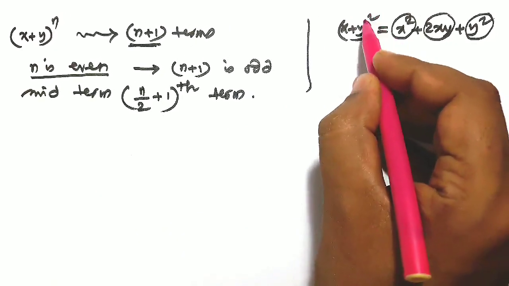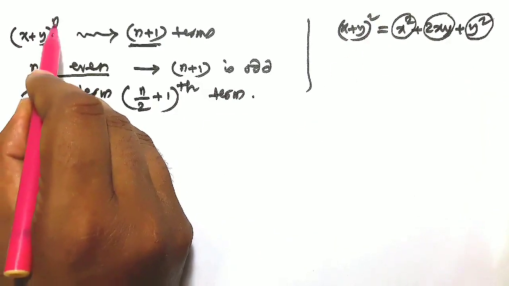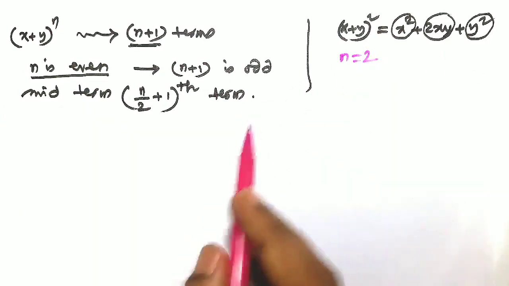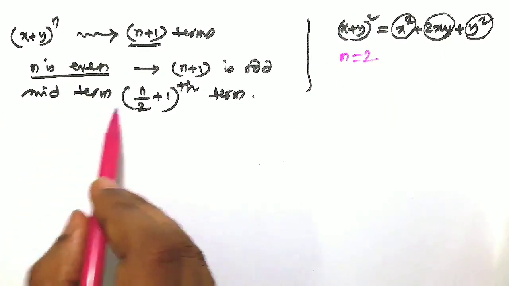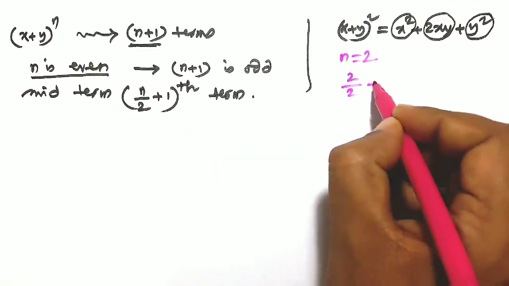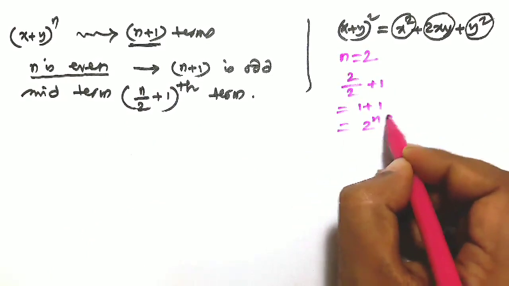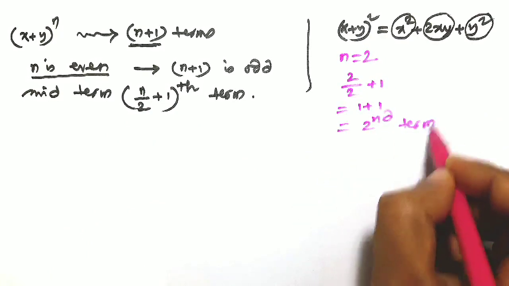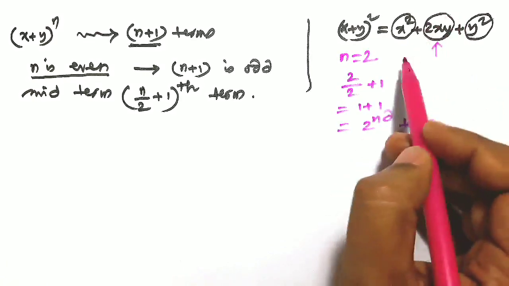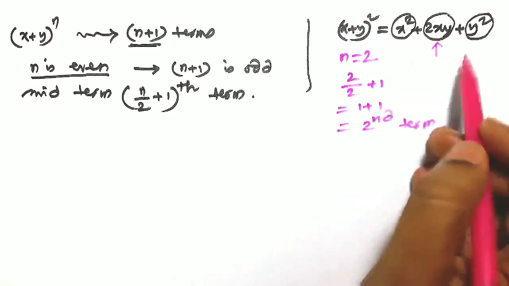What is the index? Index is 2. Here, in (x + y)^n, in place of n we have written 2. So n is equal to 2 here. If you want to find the middle term, the formula is (n/2) + 1. That means 2/2 + 1, that means 1 + 1, that is the second term. This is the second term, 2xy. So 2xy is actually the middle term in the expansion of (x + y)^2.